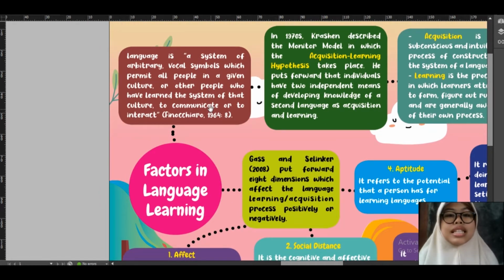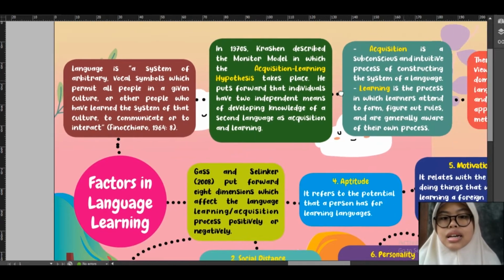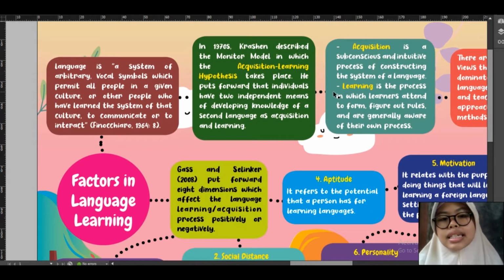Language is a system of arbitrary vocal symbols which permit all people in a given culture, or other people who have learned the system of that culture, to communicate or to interact, based on a vernacular in 1964, page 8. Okay.